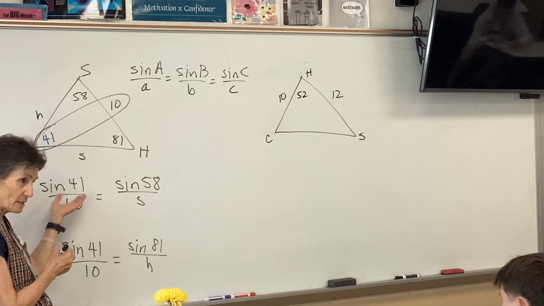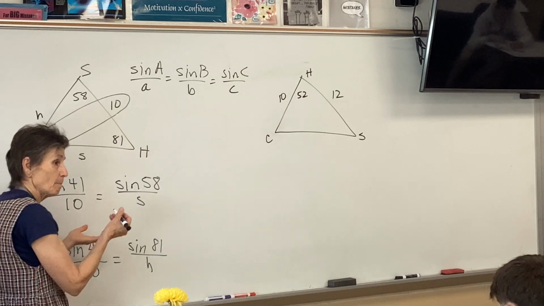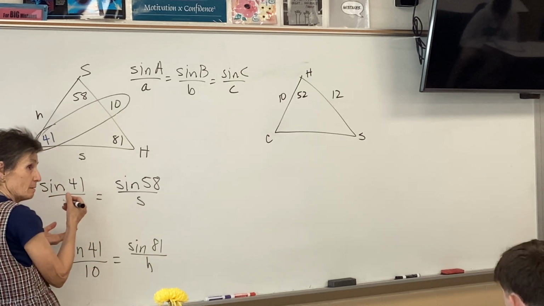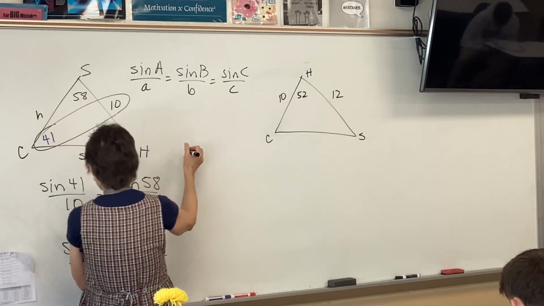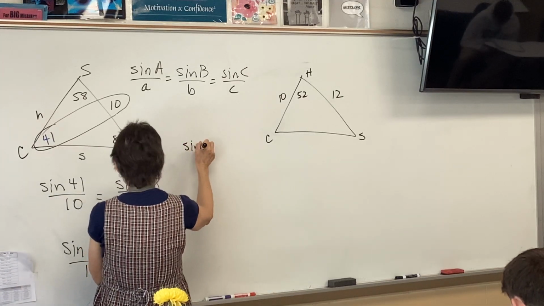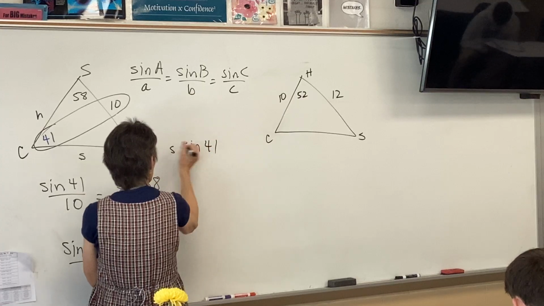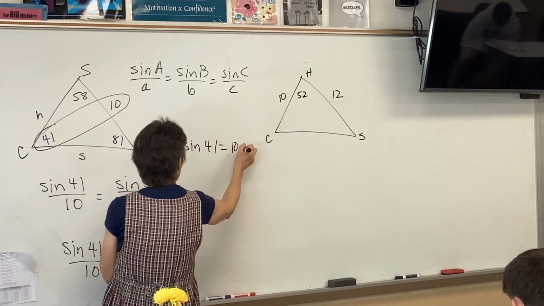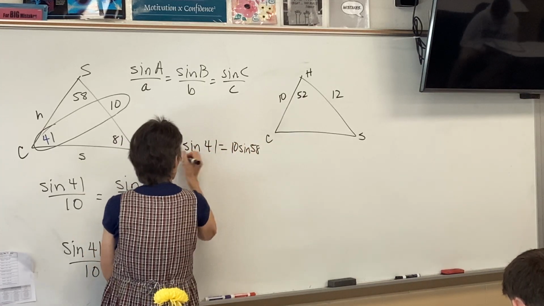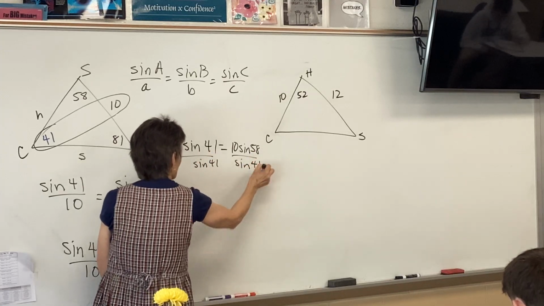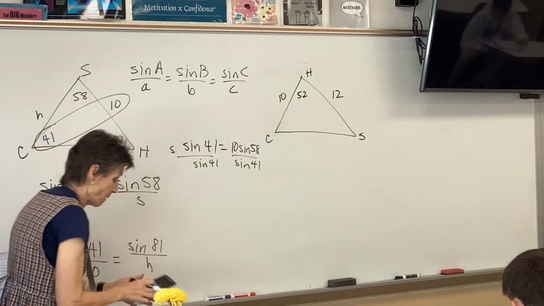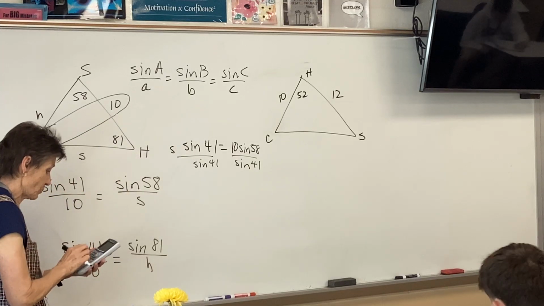And then we solve these by cross multiplying and dividing. So, squeeze it in here somewhere. Sine 41 times s equals 10 sine 58. So I'll divide by sine 41. Make sure you're in degrees, by the way. These are degree measures.